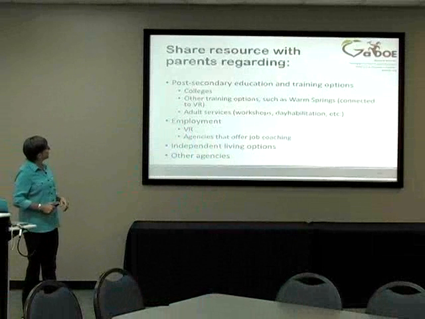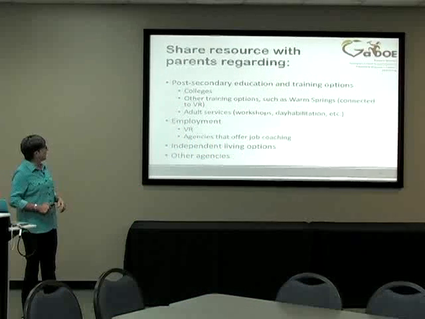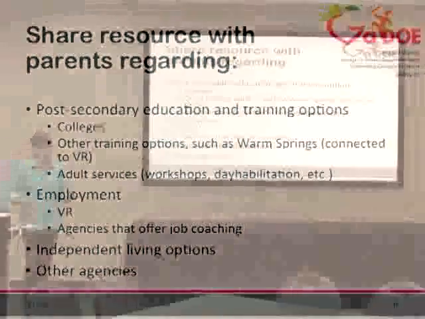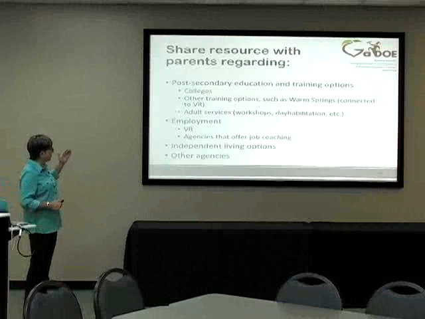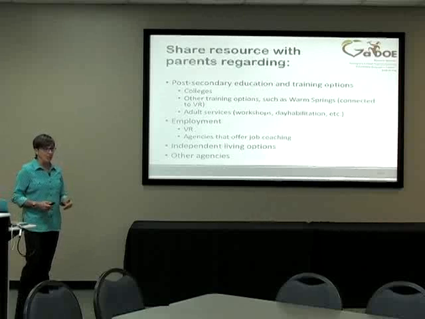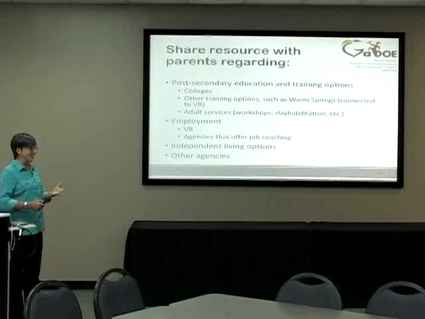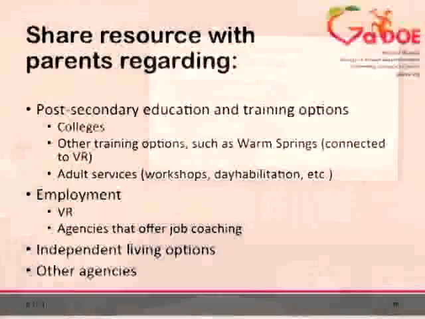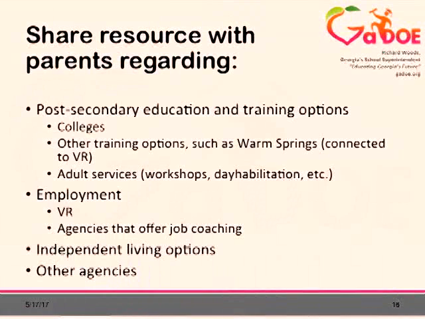So here are some things to consider. Post-secondary education and training options like colleges, other training options, adult services, and then if you've got a student that wants to go straight into employment, hooking them up with vocational rehabilitation is a must, actually, for either one of these. And then there are also agencies out there that offer job coaching, actually job finding. They can seek jobs out for your student with a disability. Also, parents would need to know independent living options that might be available. And then, of course, there's a huge array of other agencies out there.